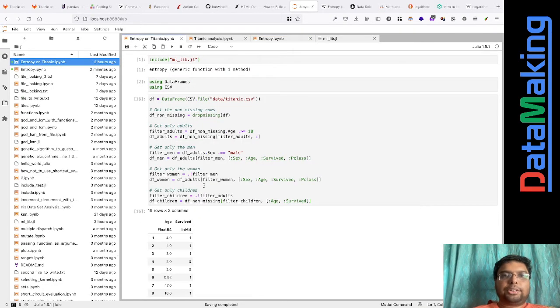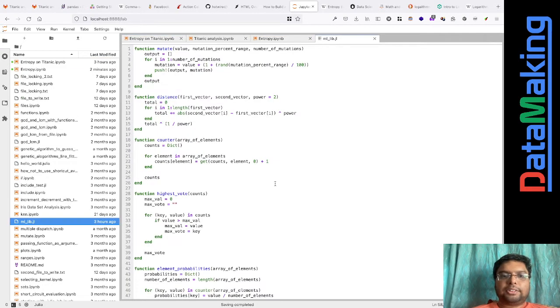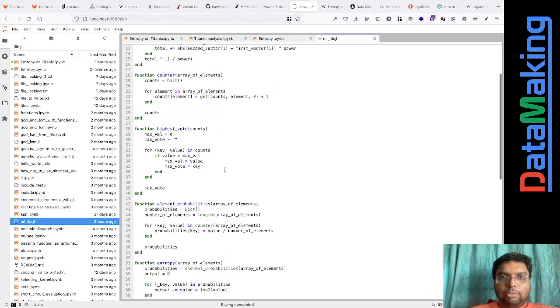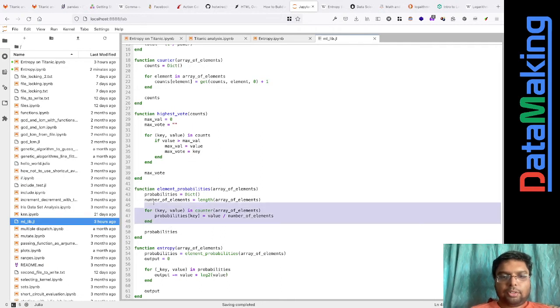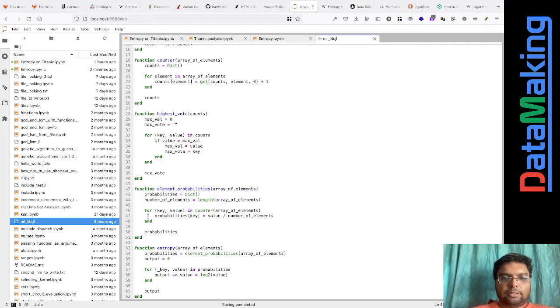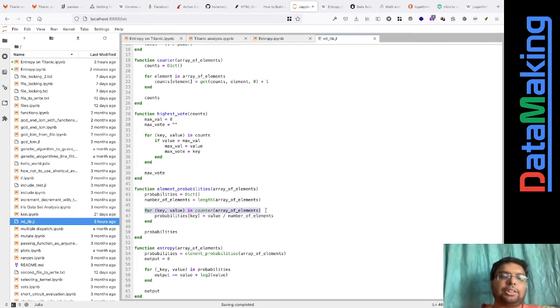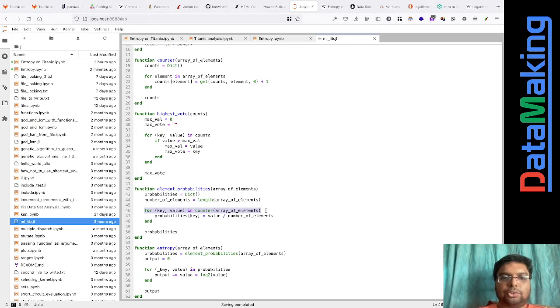So what I'm just doing is, if you have followed this, I would have written a function called counter. And similarly, I've written a function called element probabilities. So that's how it is. In this, I'm just using this function called counter. This counter will fetch the count of elements.